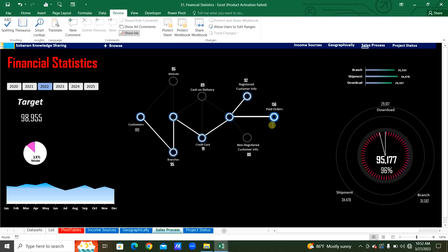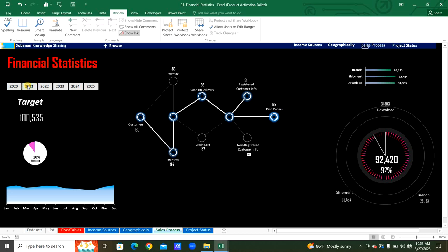Okay, in this diagram you can see in 2020 how many customers there are. Branches and website are the payment methods. So which is the highest payment method, branches or website? In 2020 it is branches. This is the payment method, cash on delivery or credit card. In 2020, cash on delivery, this part is highlighted, so this is the highest percentage. Customers are registered customers, and there is also non-registered customer information. In 2020, it is a higher level of registered customers, so paid orders are 162.